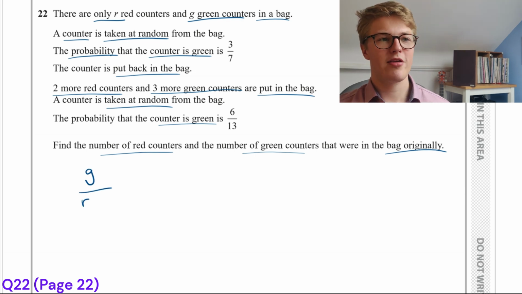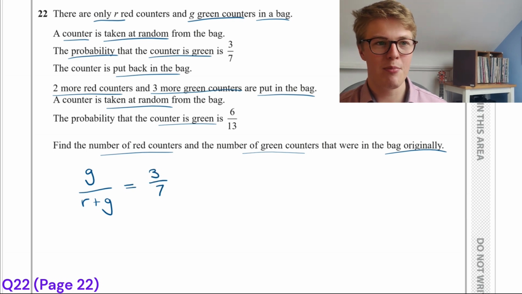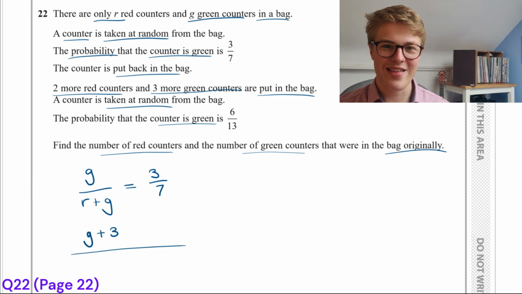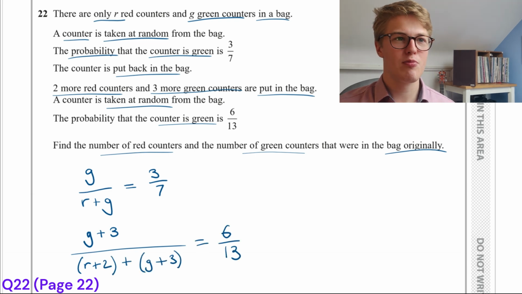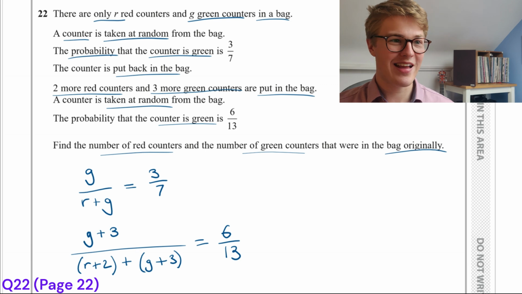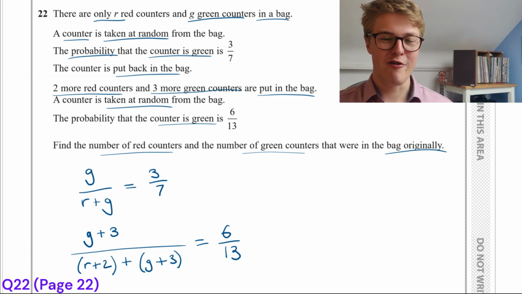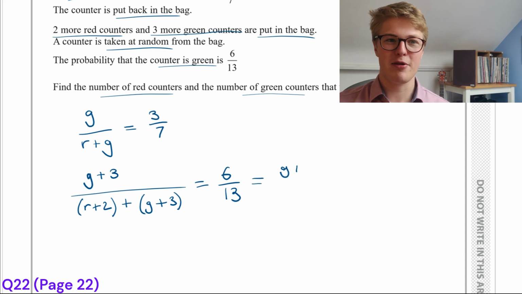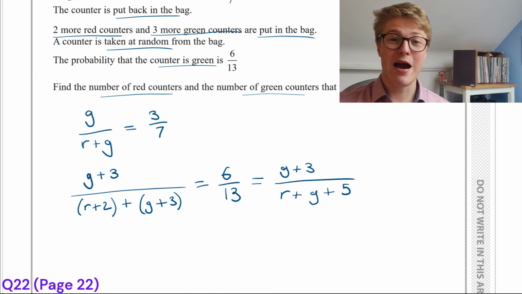So we can express the probability of picking a green counter as g over r plus g is equal to 3/7, where g and r are the number of green and red counters respectively. In the second situation, we're given 3 more green counters and 2 more red counters, so we can express the probability of picking a green counter in the second situation as g plus 3 over r plus 2 plus g plus 3 is equal to 6/13, and this simplifies to g plus 3 over r plus g plus 5. We now need to find the values of g and r to get our answer.